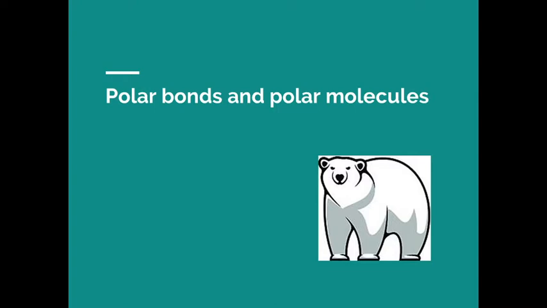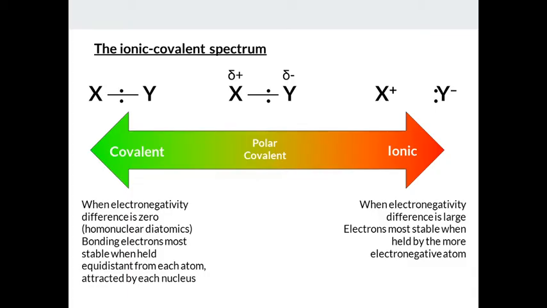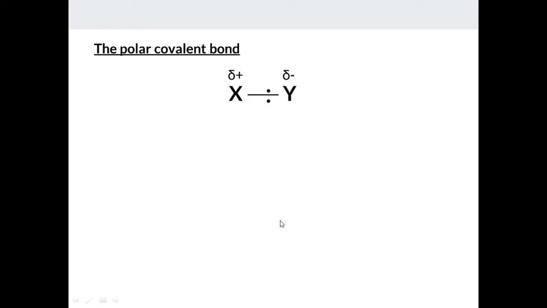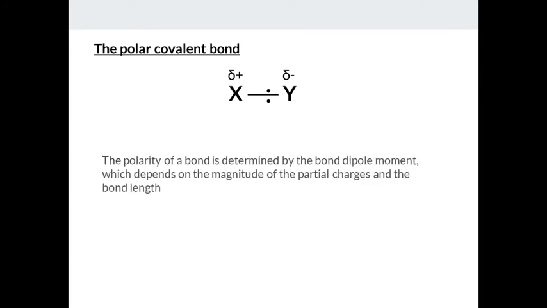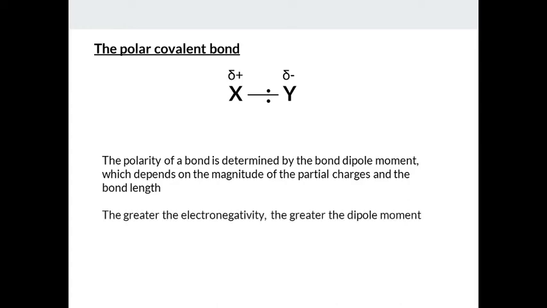Now let us take a look at polar bonds and polar molecules. Once again, I would like to bring to mind the ionic-covalent spectrum. Now we are looking at the center part of the spectrum, which is covalent bonds, but they are polar in nature. That means they have partial ionic character. So let us take a look at the polar covalent bond. The polarity of a bond is determined by the bond dipole moment, which depends on the magnitude of the partial charges and the bond length. The greater the electronegativity difference between the two atoms, the greater the dipole moment in general.